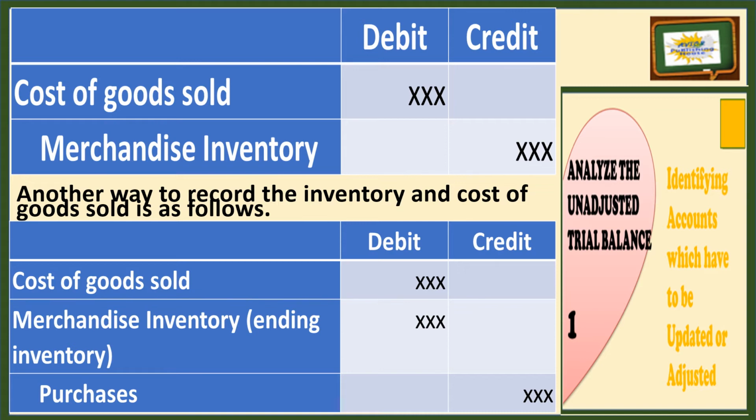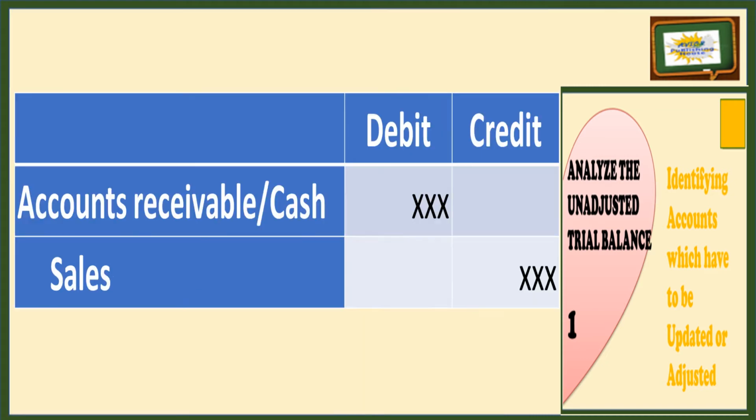The following entry shows the transaction record under the periodic inventory system. So it will only record the sales transaction, and the deduction from the merchandise will not be recorded. So it will be a debit to either cash or accounts receivable, then credit to sales. This is the only needed record of transaction in the periodic inventory system.